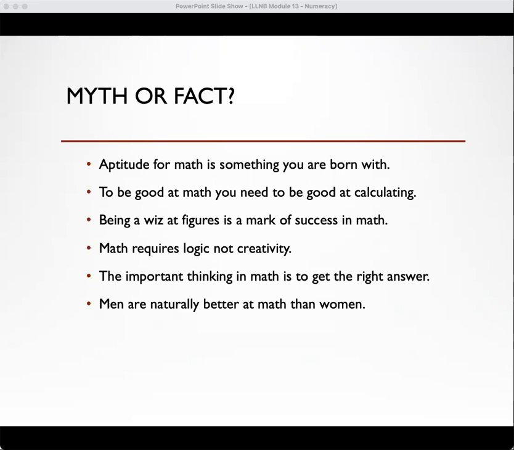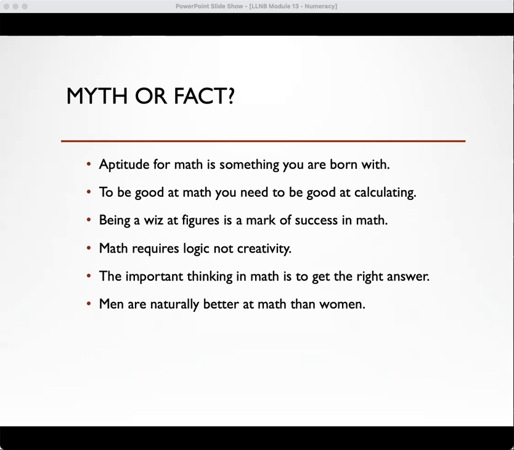What do you think? True or false? This is indeed a myth. We all have the ability to learn, to reason with abstract ideas. The next two, to be good at math, you need to be good at calculating, or being a whiz at figures is a mark of success in math. No, math is a science of ideas and not just an exercise in calculations.